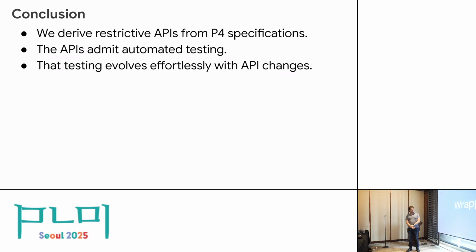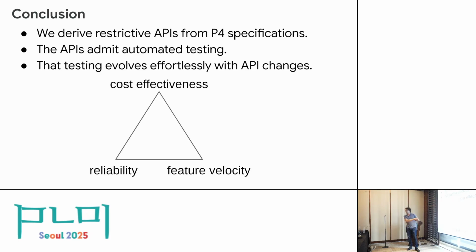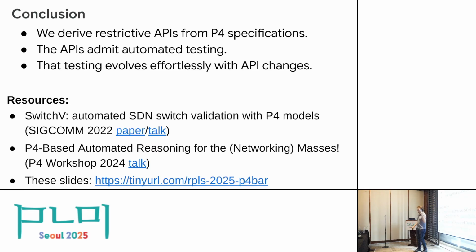And that's pretty much all I wanted to tell you. So wrapping up, we derive these restrictive APIs from P4 specifications. The APIs admit automated testing. The testing evolves effortlessly with the API changes. And so that gives us this very nice trade-off triangle, but now you can suddenly pick all 3. And that's the nice part. All right. I'll give you some resources in case you're interested, but otherwise I will take questions.